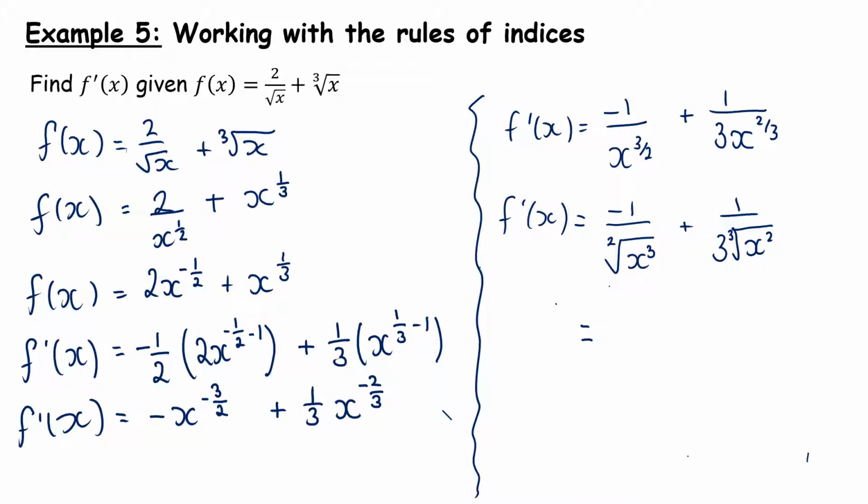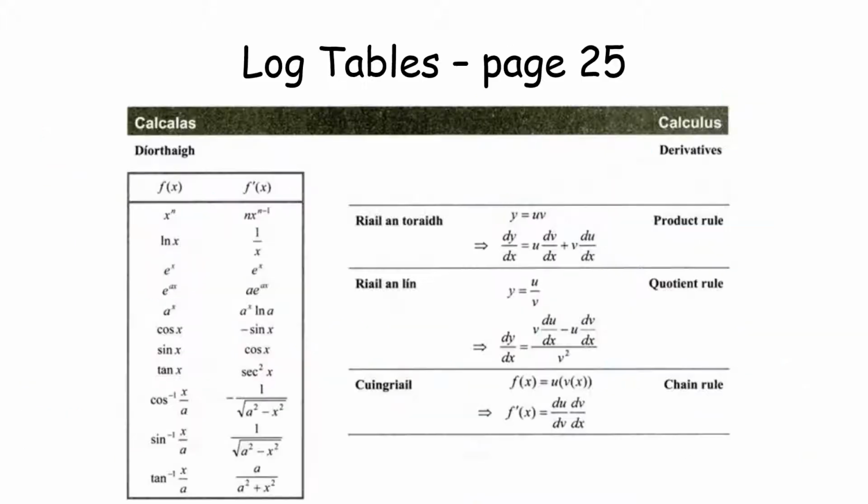You can, if you want, flip these around. So 3 times the cubed root of x squared minus 1 over the square root of x cubed. Now that last part completely optional. Generally we will put a negative in the middle rather than the start because it's very easy to lose a negative at the start. But either those second last or the last line will be acceptable as your answer.